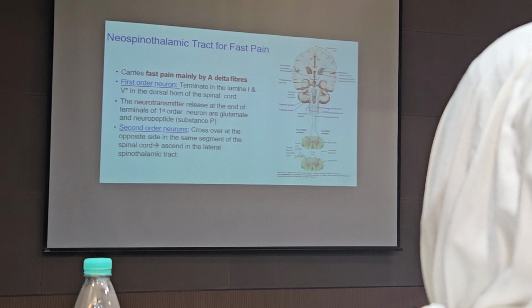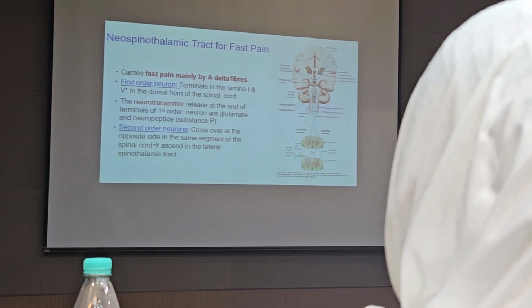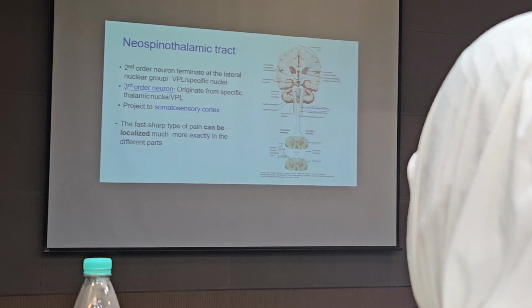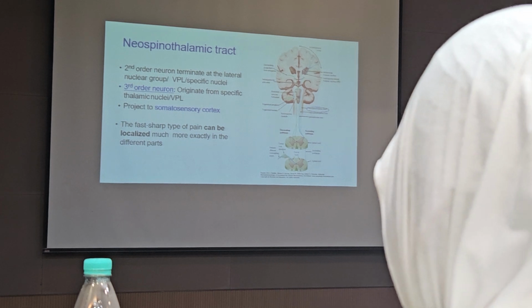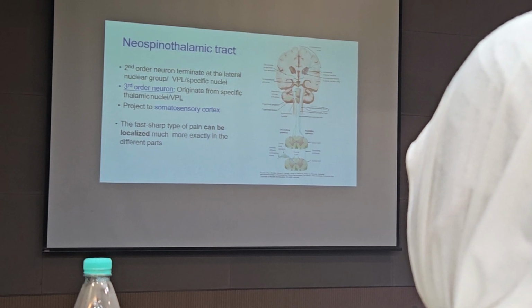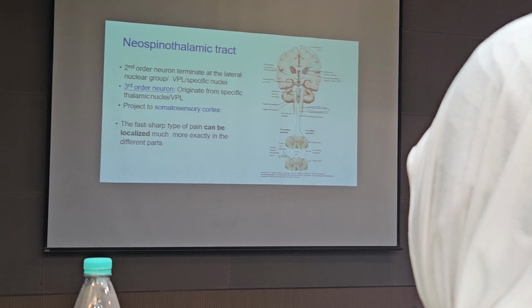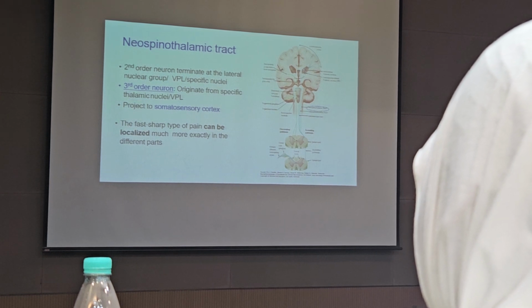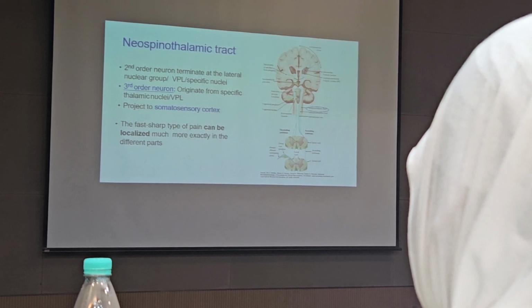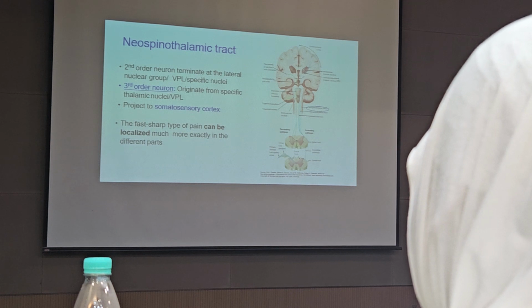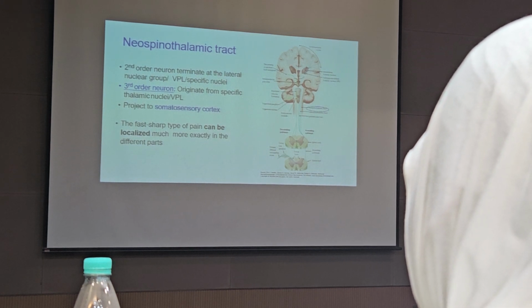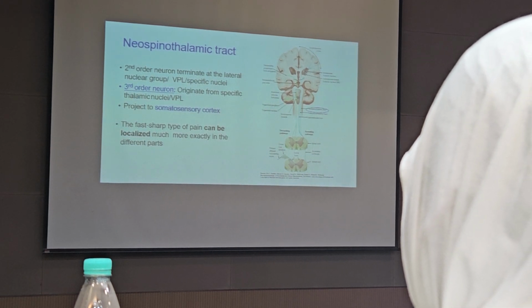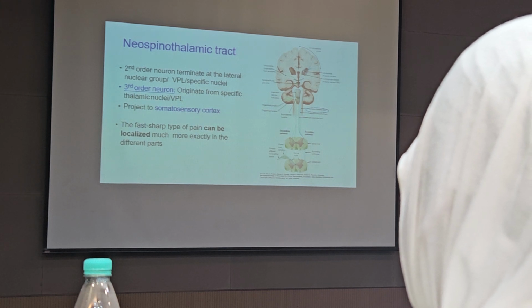The second order neuron crosses over to the opposite side, ascends contralaterally, and then the third order neuron. Same. The first, sharp type of pain can be localized much more exactly in different parts. Why can sharp pain be localized? What is the reason that you can say, oh, I have a pain here?